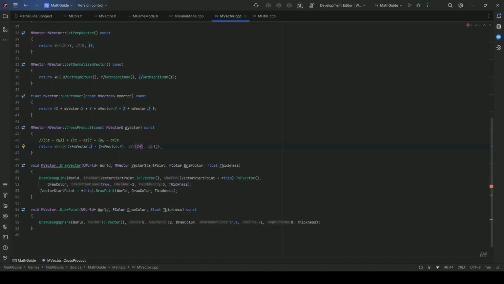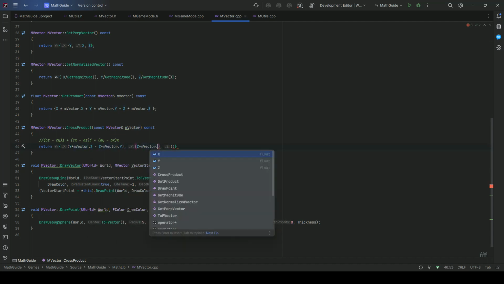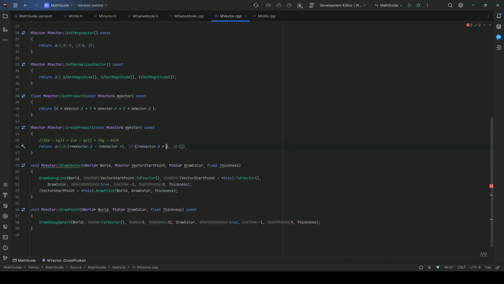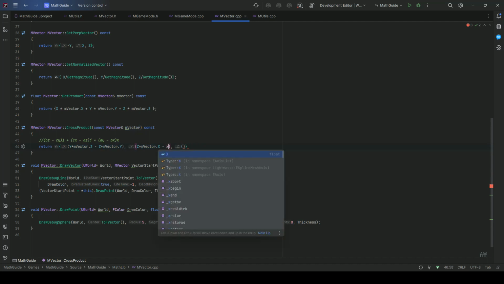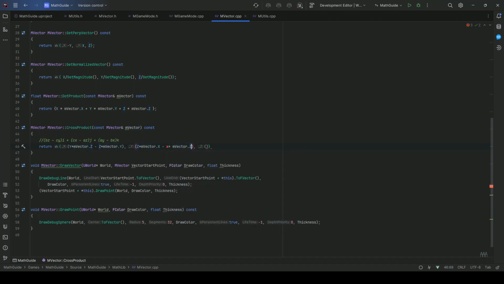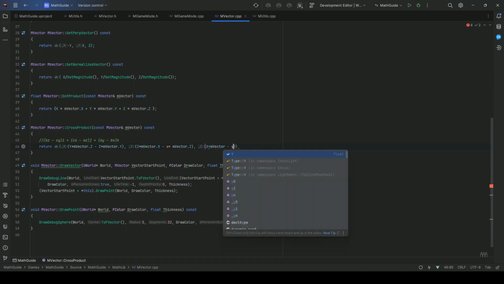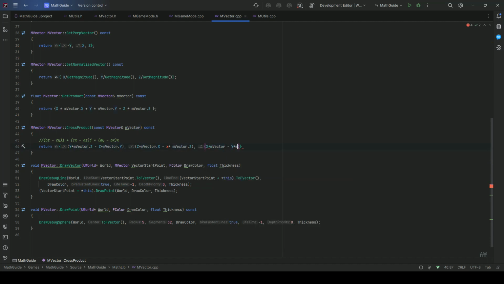For this, z multiply with vector dot x multiply vector, okay, z x minus x multiply with vector dot z, and this will be x multiply with m vector minus y multiply with m vector dot x.